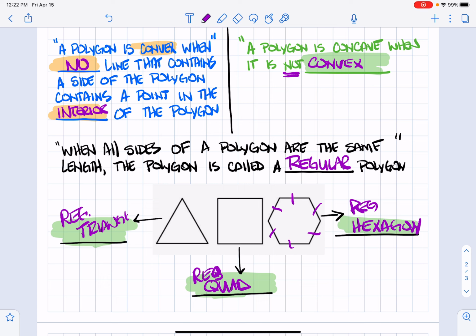So anytime your polygons have all sides the same length, we call that regular, okay? That's everything you need for the very first video lesson.